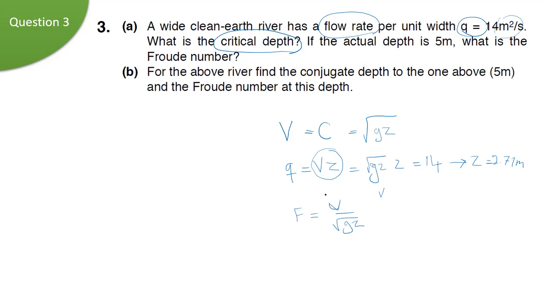So where were we? We are now calculating the Froude number. It says if the actual depth is 5 meter, so now we should calculate the Froude number for 5 meter. We know g, and we put 5 meter here. We can also have u, velocity. Velocity is equal to Q over Z again, and we know Q. Since we are calculating for this depth, we put 5 over 9.81. So the Froude number would equal. Does anyone have questions on this?